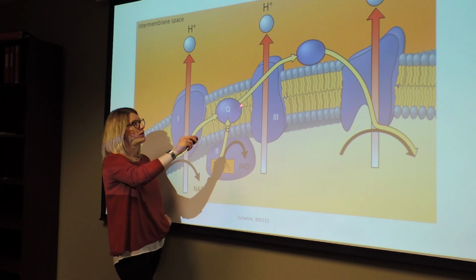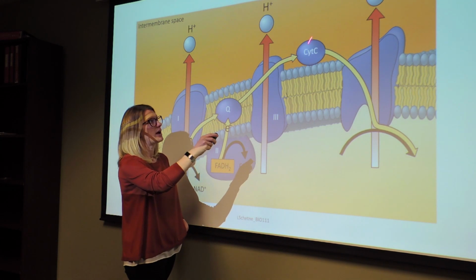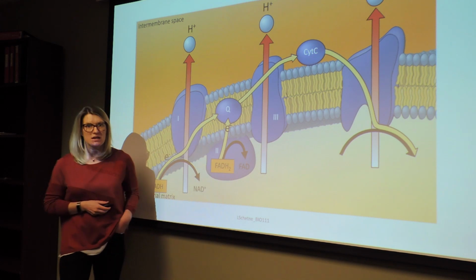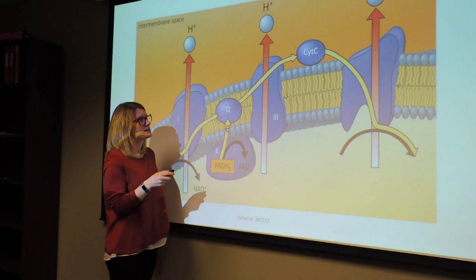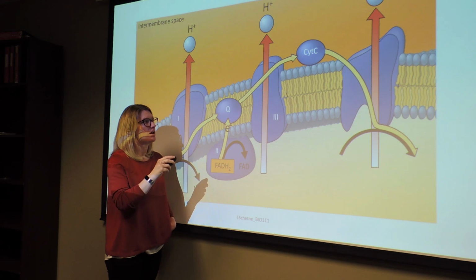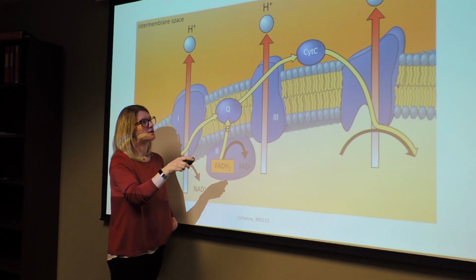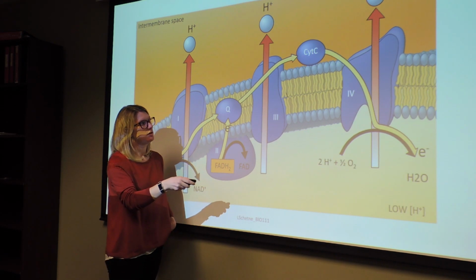The electron, as we follow the yellow arrow, continues to our next molecule, which is cytochrome C, or Cyt C. And Cyt C really just works as a hopping place so that these electrons can then move on to protein 4.